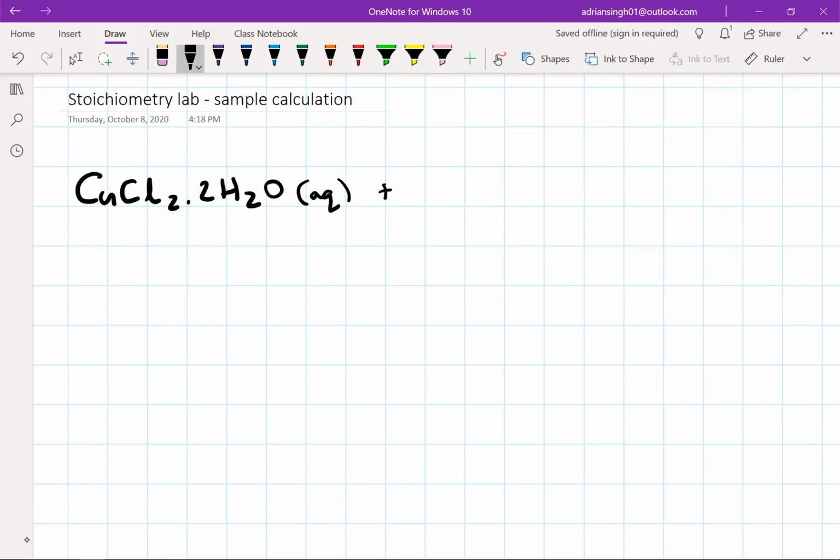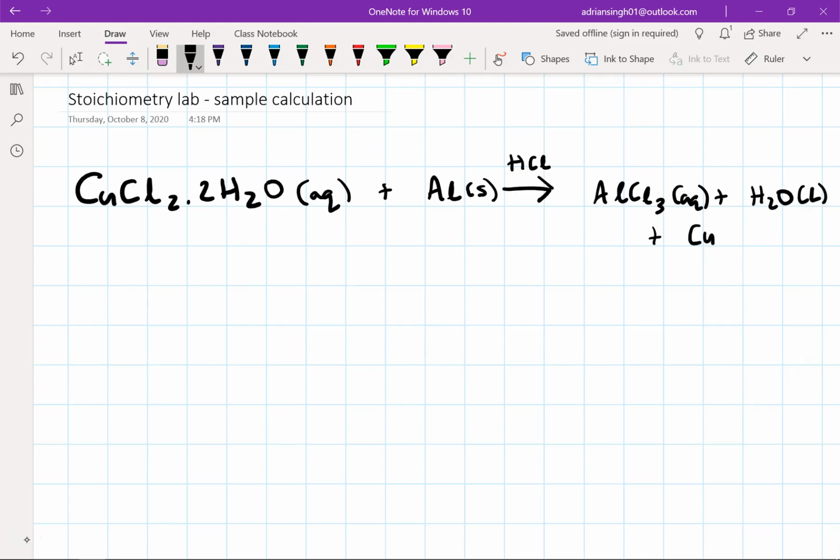We reacted that with some aluminum foil, which was a solid, and then, with the help of hydrochloric acid catalyst, we ended up making aluminum chloride, AlCl3, together with some water. And then the important thing that we made was solid copper.